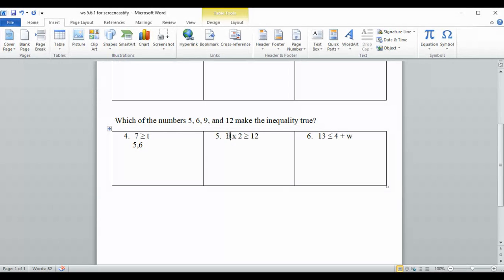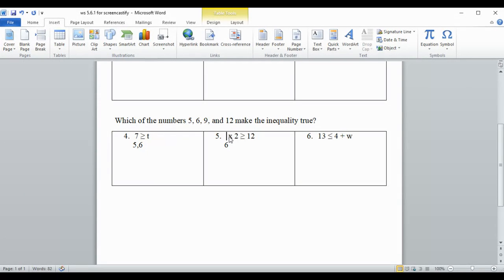So let's start by putting our 5 in here in place of the H. 5 times 2, what does that equal? 10. 10 is greater than or equal to 12. That's not true. 10 is less than 12. All right, so then we're going to try 6. 6 times 2, what does that equal? It equals 12. 12 is greater than or equal to 12. Well, 12 is equal to 12, so that number works. So we're going to write down the number 6, which we replaced our H with.